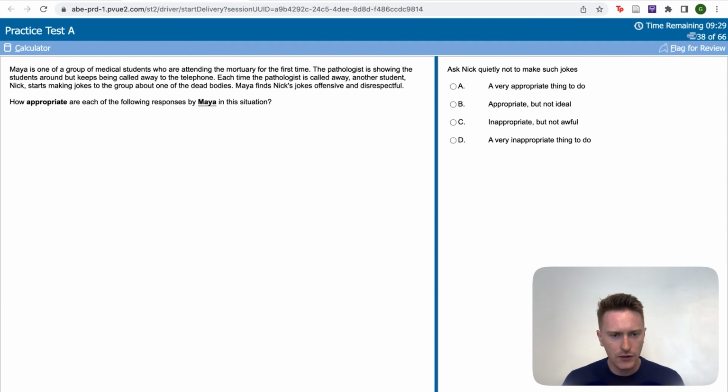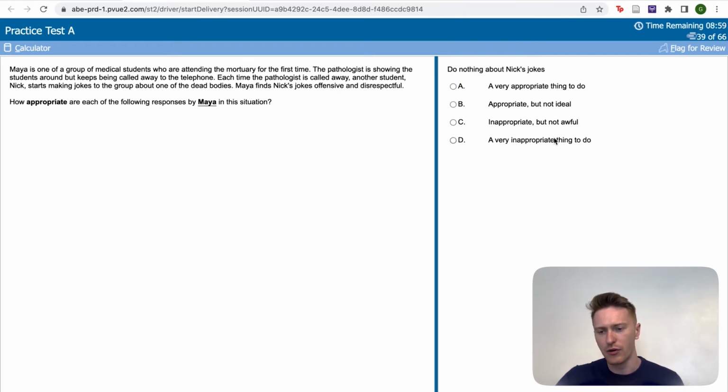So Maya is one of a group of medical students attending the mortuary. Someone's making some jokes. Now that might seem very bad, but people in hospitals sometimes do have a dark sense of humour. It depends on the extent to which these jokes are disrespectful. So it's worth being tactful about it. But anyway, asking him quietly not to make such jokes is very appropriate. It solves the problem.